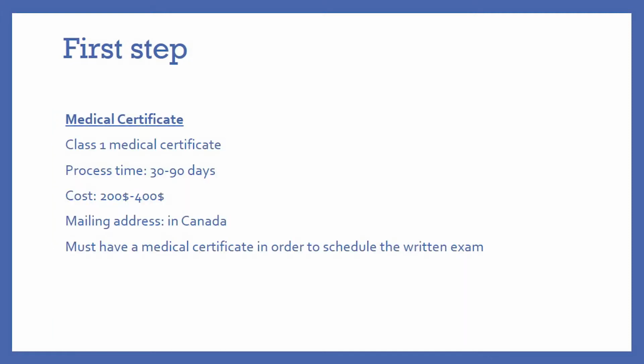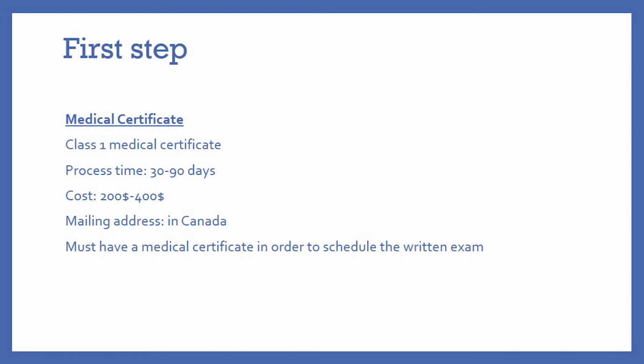The first step in getting your Canadian commercial pilot license is getting your medical certificate. For this step, you will not need to be physically in Canada. There is a list of doctors all over the world that can do the exam. There will be a link in the description below for that list. Like I said before, it must be a category 1. The process time is 30 to 90 days.